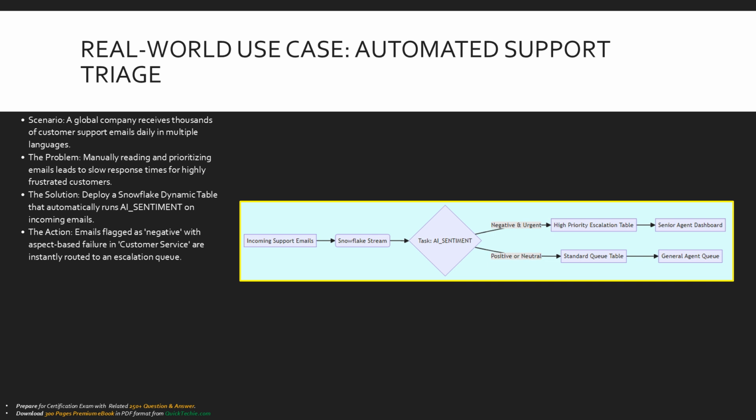Let's trace the data pipeline for our automated triage system. On the far left, incoming support emails land continuously. A Snowflake stream captures these new inserts and triggers a scheduled task. This task executes our AI sentiment function across the new batch. The system then dynamically routes the records. Emails categorized as negative and urgent are pushed to the high-priority escalation table, feeding directly into a senior agent's dashboard for immediate action. Meanwhile, positive or neutral emails flow smoothly into the standard queue for normal processing. It is a highly efficient, AI-driven operational workflow.